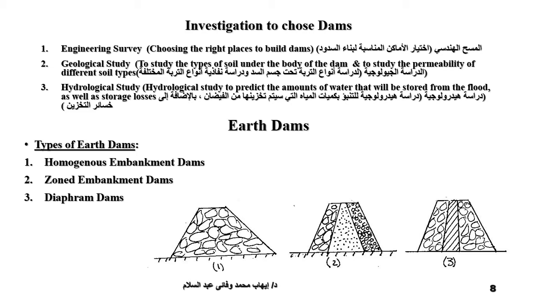Investigation to choose dams: 1. Engineering survey, choosing the right places to build dams. 2. Geological study, to study the type of soil under the body of the dam and the permeability of different soil types. 3. Hydrological study, to predict the amount of water that will be stored from the flood, as well as storage loss. Types of earth dams: homogeneous embankment dams, zoned embankment dams, diaphragm dams.